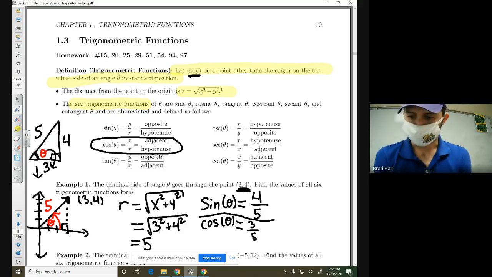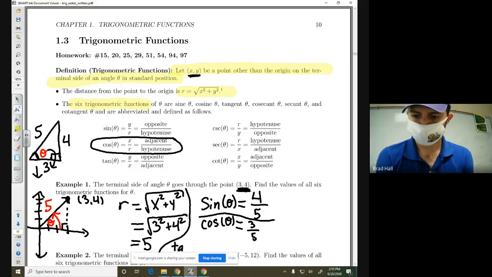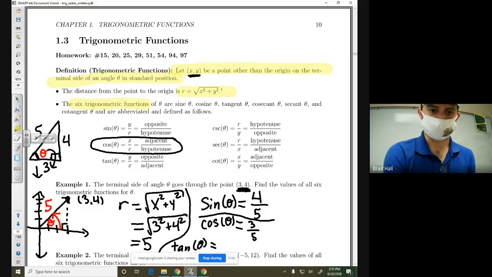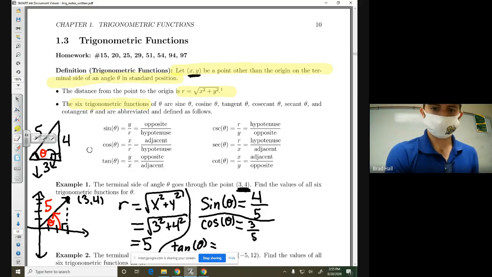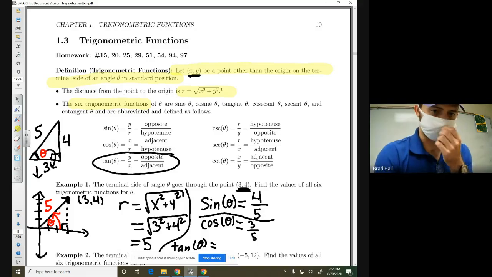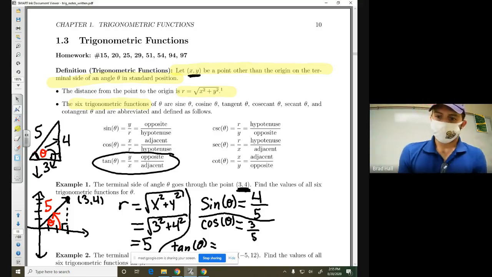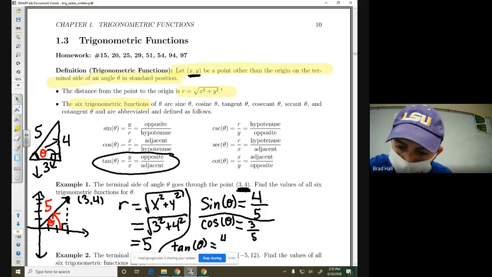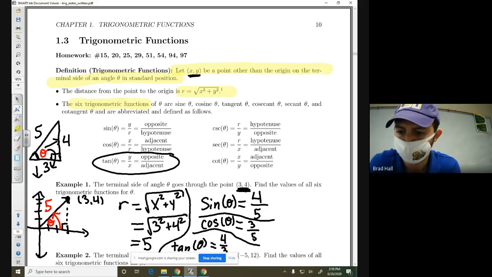And then finally, tangent is just opposite over adjacent. We're looking at tangent. It's opposite over adjacent. So that's 4 over 3.